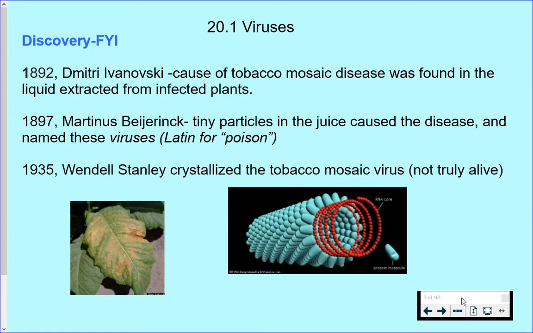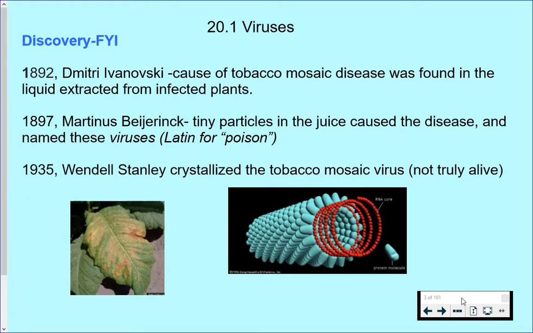And so 1892 was the first time that a liquid was extracted from infected plants that really was related to viruses, the tobacco mosaic disease. And then just a little while later, another person actually named the particles that were in the juice causing the disease viruses, which means Latin for poison. And then it wasn't until 1935 that we were actually able to crystallize the tobacco mosaic virus.